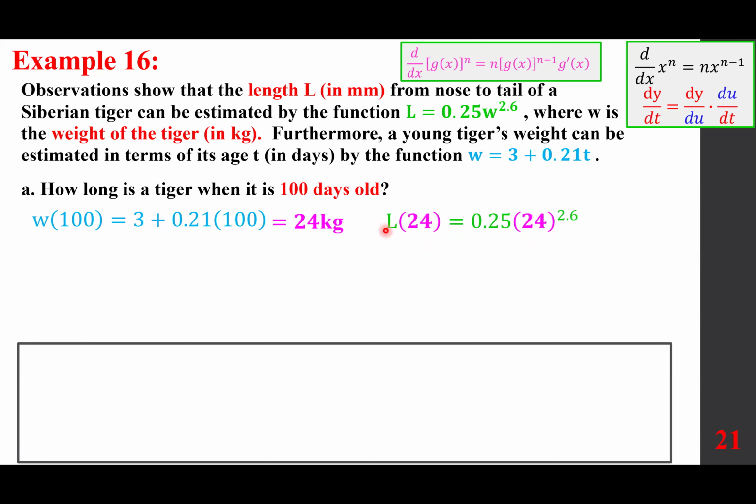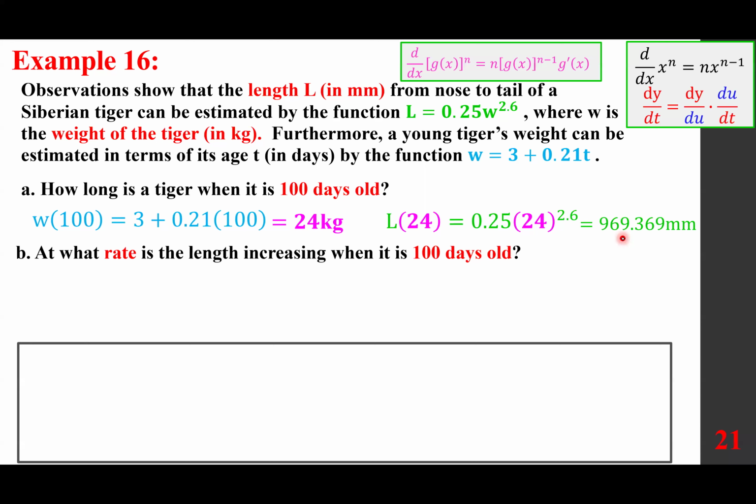And you get L of 24 is 0.25 times 24 to the power of 2.6. You put it into a calculator. You get 969.369, and that is in millimeters. And again, reminding you that 1,000 millimeters is 1 meter. This is close to 1 meter. So that's elementary algebra. At what rate is the length increasing when it's 100 days old?